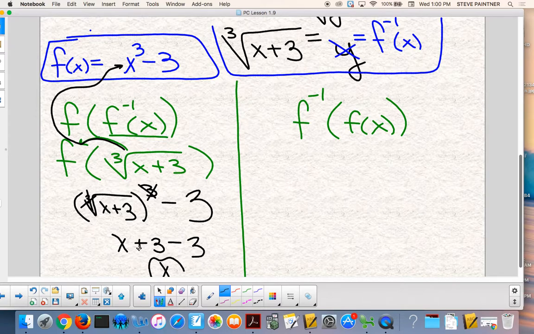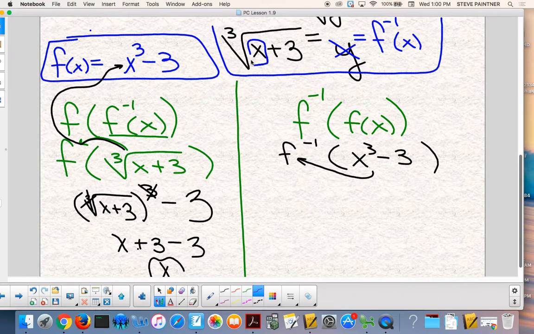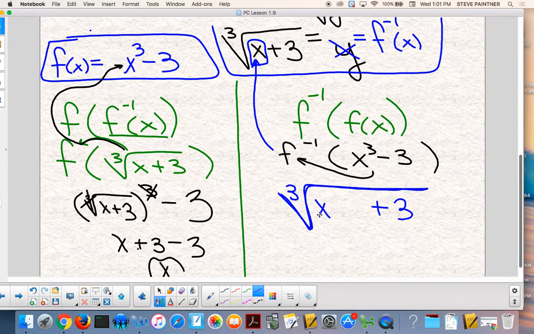Okay, next one. What do you put in for f of x? What's f of x? X cubed minus 3. And that goes in for the inverse, right? The inverse is right there. So you have to plug a number in for this number right here. Okay, so it becomes the cube root of whatever x is plus 3. X cubed minus 3. X cubed what? Now I could wrap it in parentheses, but do I really have to? No, because it wasn't multiplication. I could have got away with not even doing that.